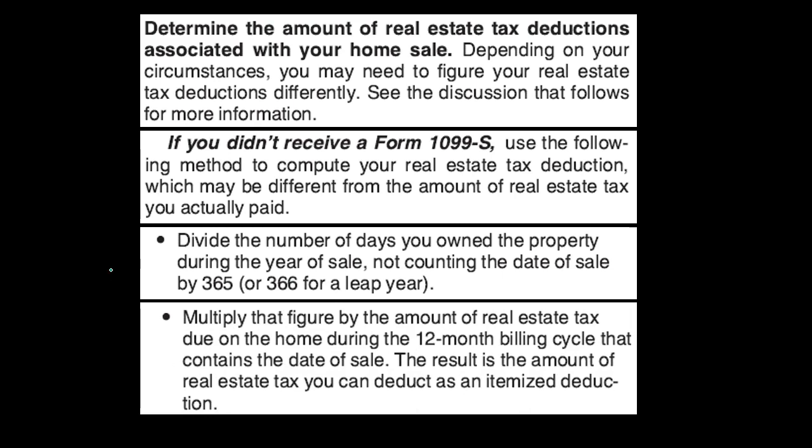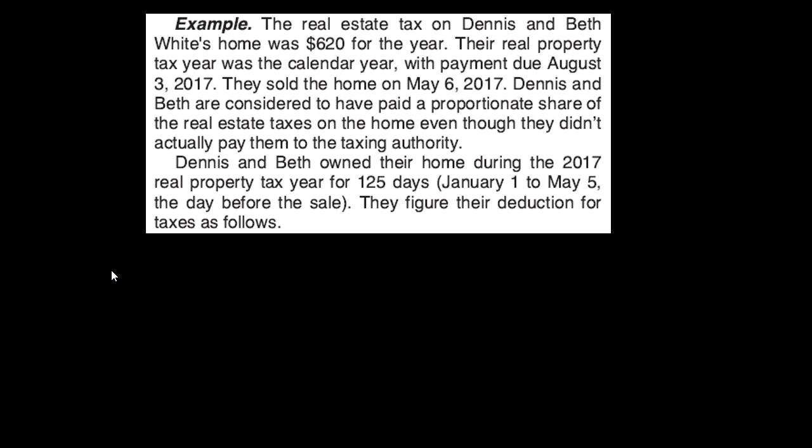Multiply that figure by the amount of real estate tax due on the home during the 12-month billing cycle that contains the date of sale. The result is the amount of real estate tax you can deduct as an itemized deduction. Example: the real estate tax on Dennis and Beth White's home was $620 for the year. The real property tax year was the calendar year with payment due August 3rd, 2017. They sold the home in May 2017.